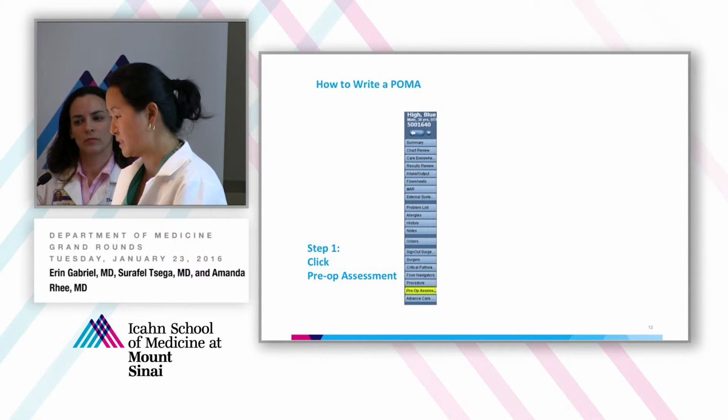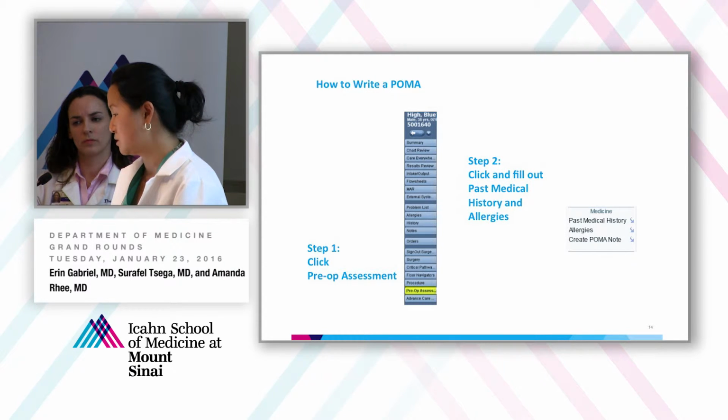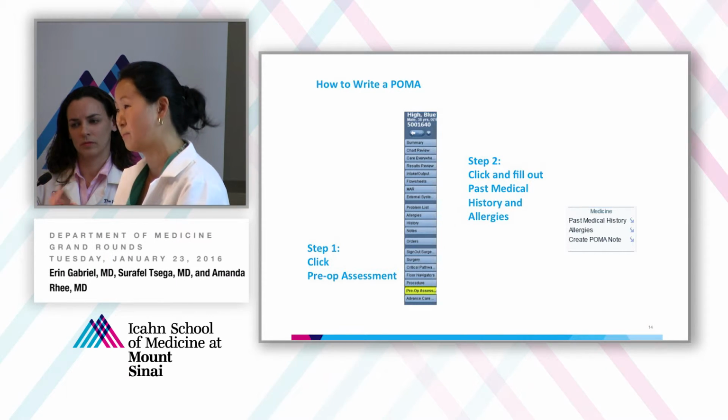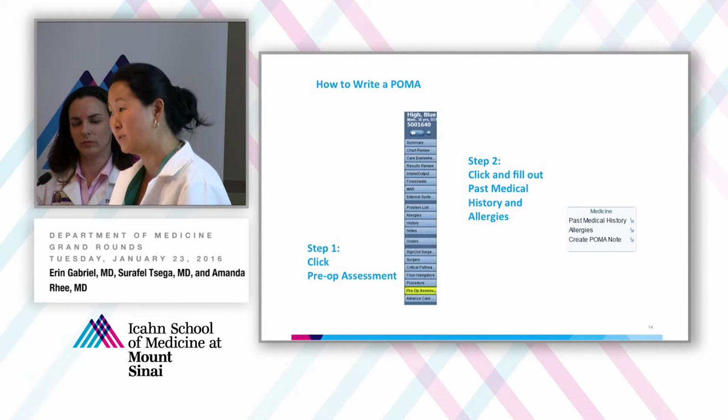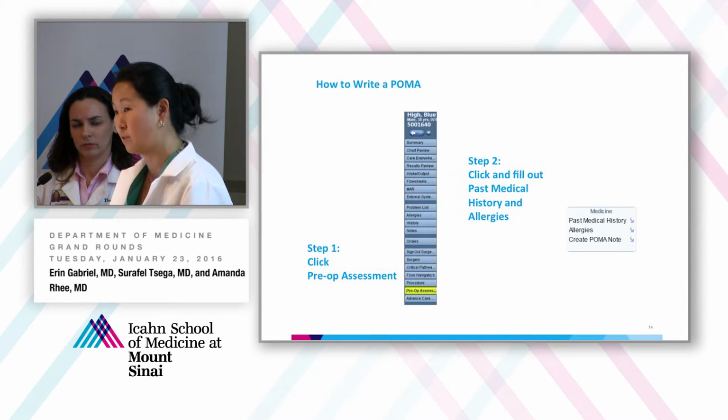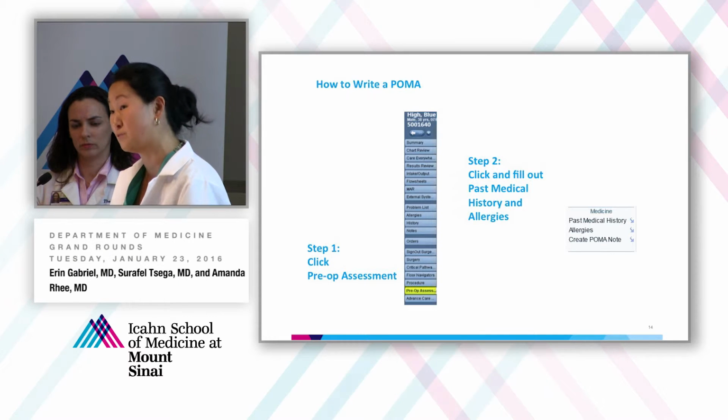You go to your Preop Assessment tab. You fill out the past medical history and allergies. The reason why we have you click on these individual sections and fill out, and these expand to different buttons, is because that allows for auto-population in subsequent notes that other practitioners are writing, and we felt that that information was very important.